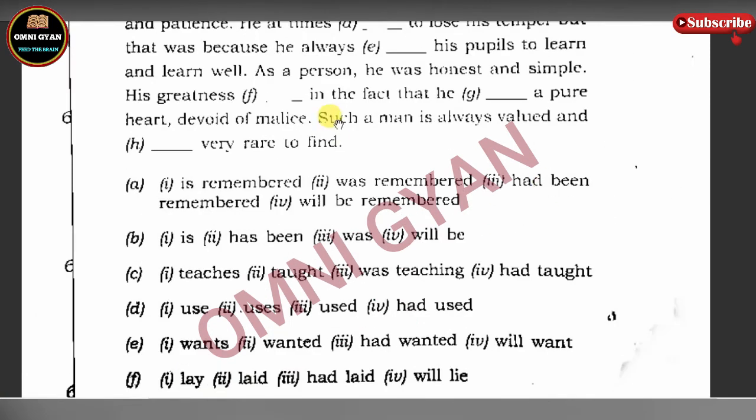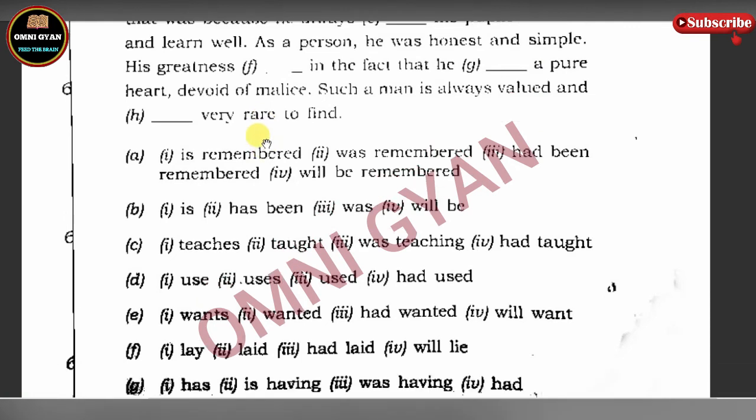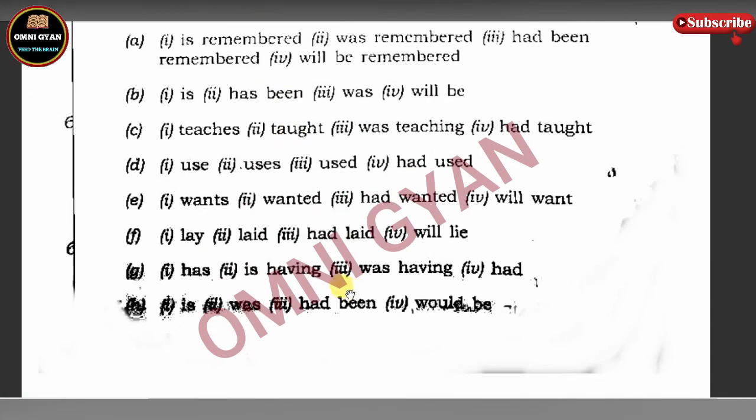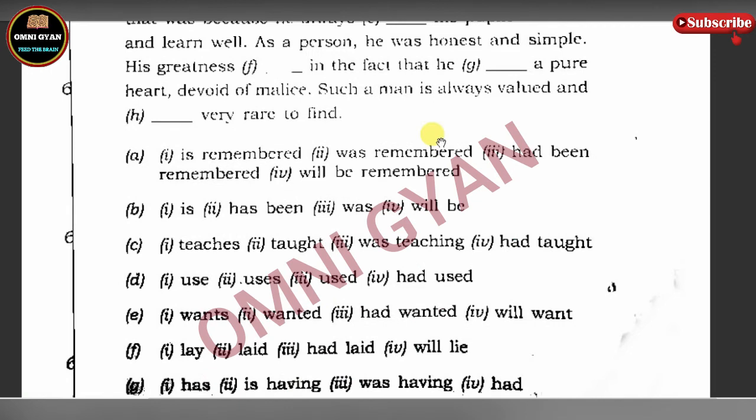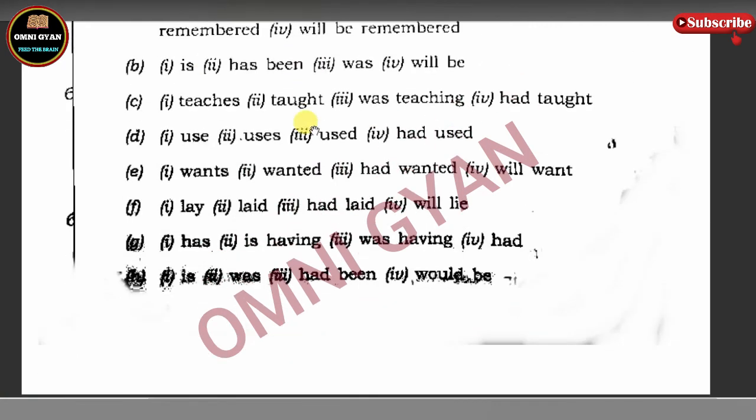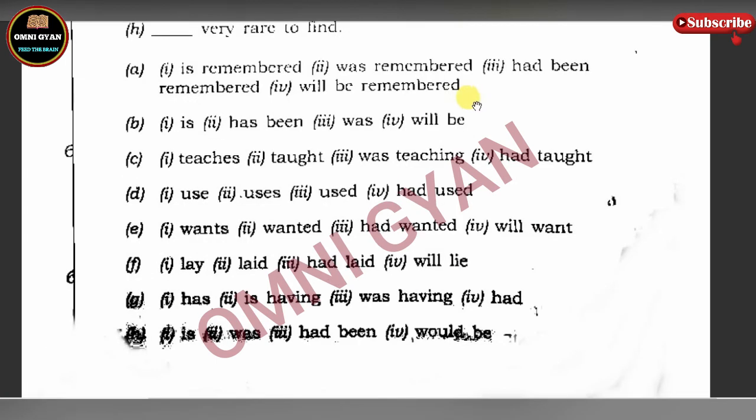And the last one is: such a man is always valued and dash very rare to find. Now here you see, I told you, no shift in the tense. The word is is used here, so obviously a present tense has to be used here also, isn't it? So what is the present tense here? The present tense here is. I hope it is quite visible to all of you. Is.